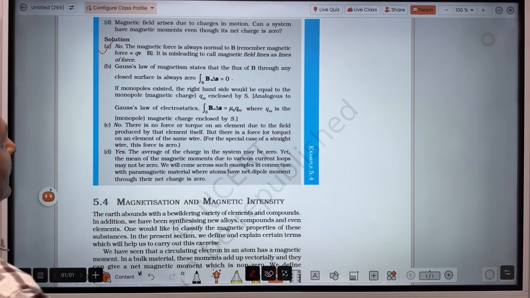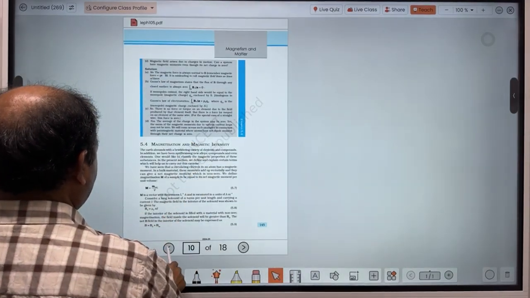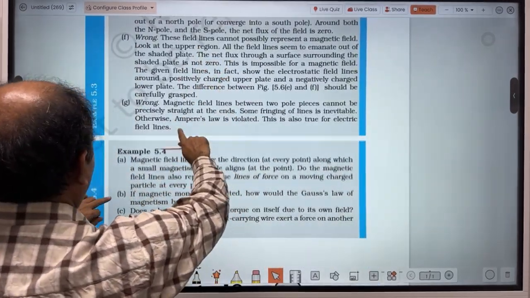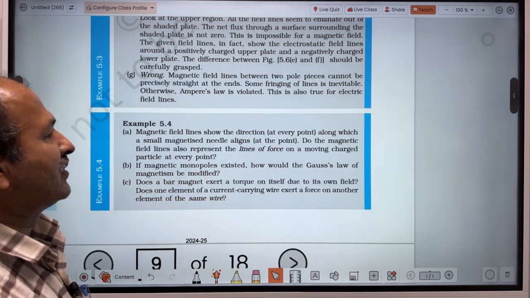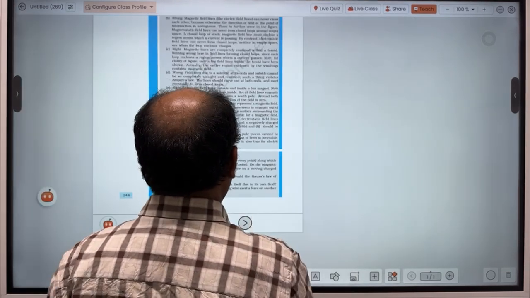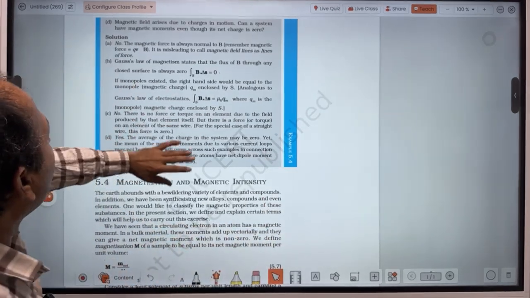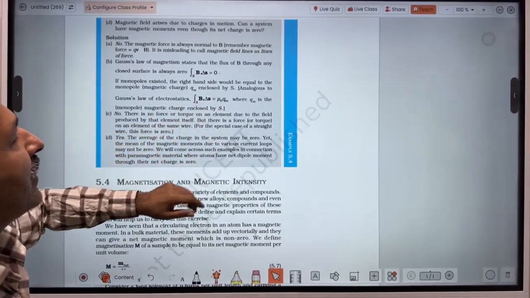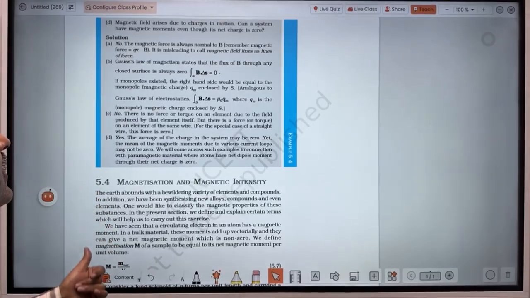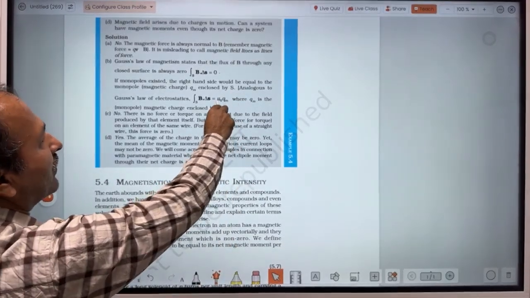Then comes Gauss law in magnetism. We have just studied that Gauss law in magnetism states that B dot dS becomes 0. So the same thing is asked here. If magnetic monopoles existed, how would the Gauss law of magnetism be modified? This is a good question. So if there is a net magnetic charge, sorry, here net magnetic strength, B dot dS is equal to 0, but if it is not 0, in that case what would happen? So there will have to be qm as a result.